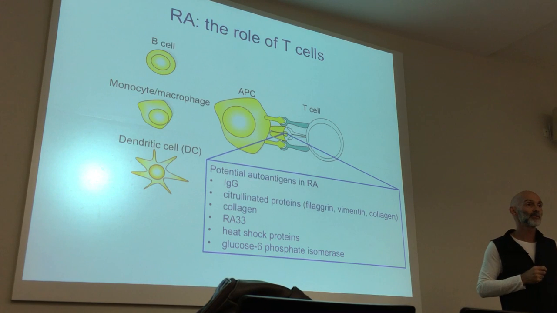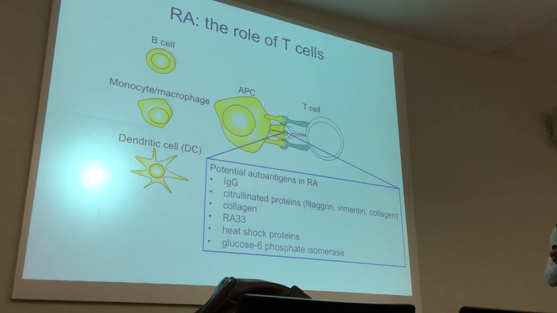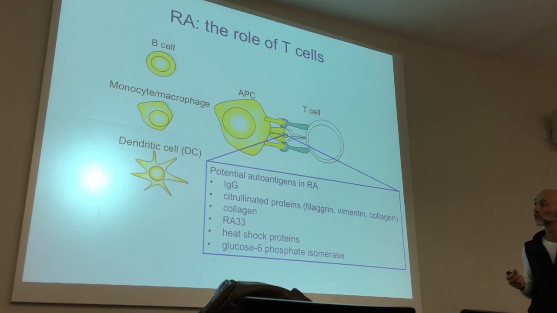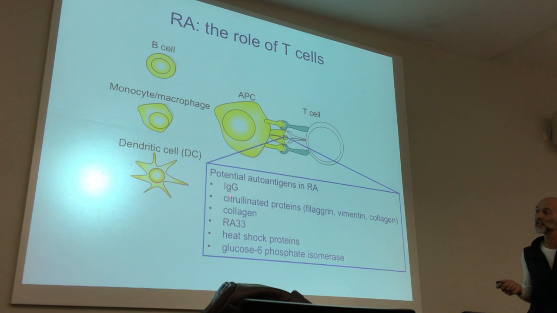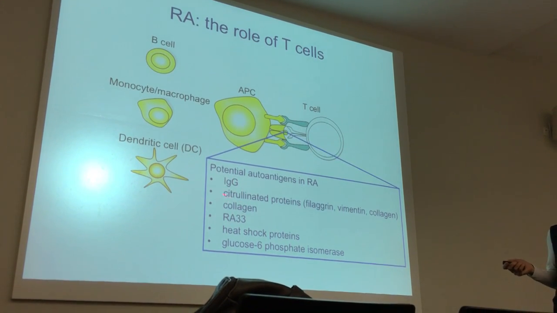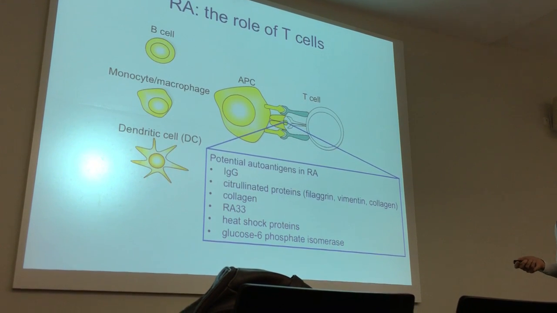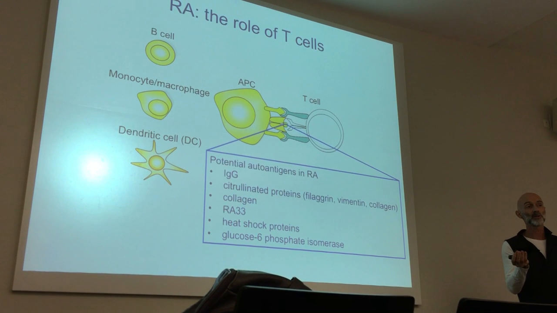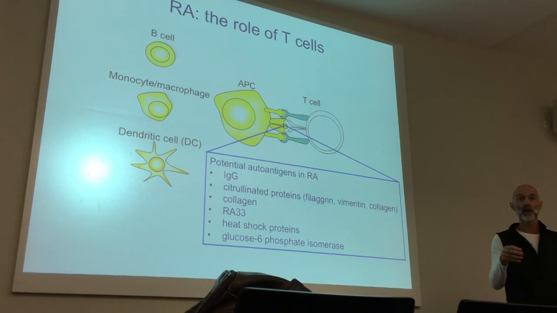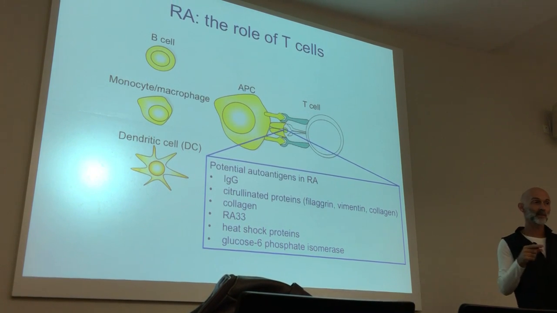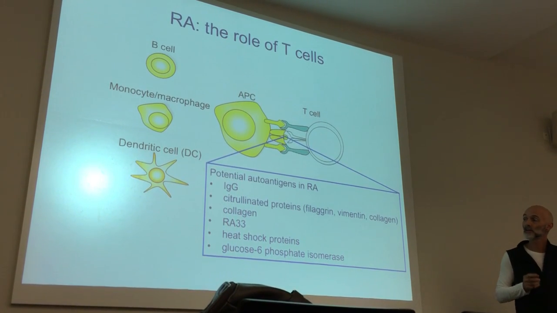Now, as in the case of a lot of autoimmune diseases or auto-inflammatory diseases, we don't even know this initiating or culprit autoantigen. There's a potential list of autoantigens: IgG, citrullinated proteins, which are usually part of the extracellular matrix, collagen, RS33, heat shock proteins. There's a long list, but they don't know if one of them would be responsible, or if it's a combination of autoantigens, and also if this combination changes in the course of the disease, which makes it a little bit difficult to track this disease.